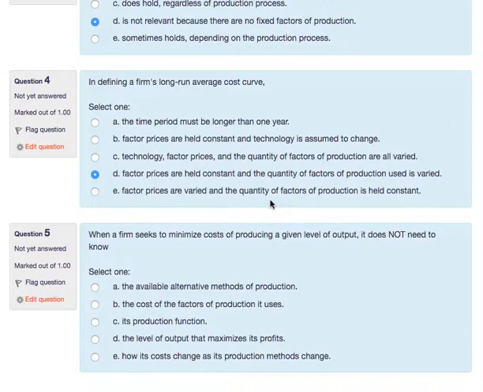When a firm seeks to minimize costs of producing a given level of output, it does not need to know what. So in chapters 7 and 8, questions 9, 10, and 11, we're really focusing on the cost side of things. There was this production part that was also important in chapter 7 to figure out how the cost curves would be set up. But we're really looking at production and costs. We're not looking at profits yet. We're just looking at how we can produce goods cheaply.